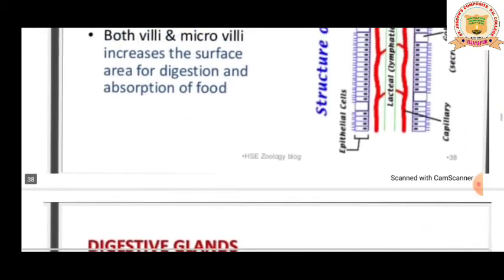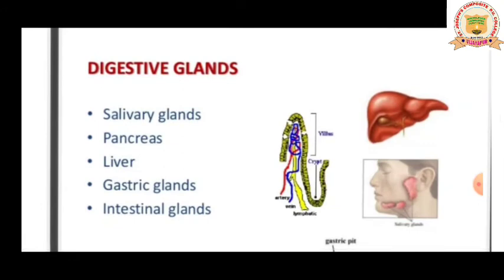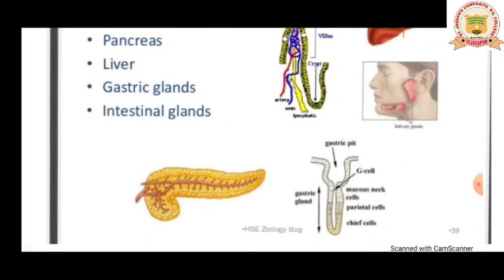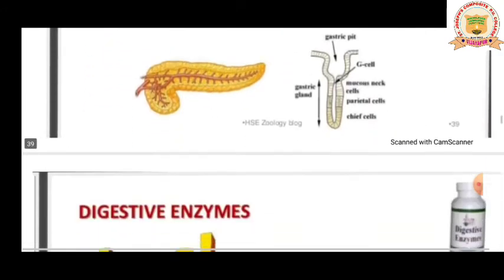So now let me move on to the digestive glands. Which are the digestive glands that take part in converting complex food material into simpler ones? The digestive glands are the salivary glands, pancreas, liver, gastric glands, and intestinal glands. Have a look at the picture. Salivary glands are present in the mouth, the pancreas near your stomach, the liver is the largest organ, gastric glands are present in our alimentary canal, and intestinal glands are present in the intestine.